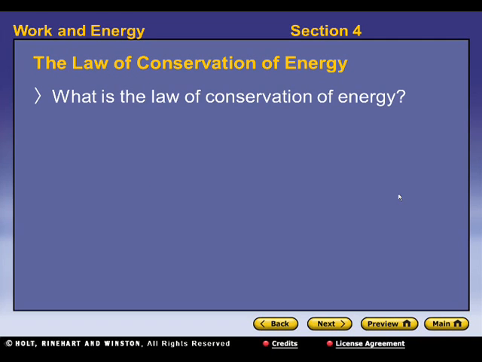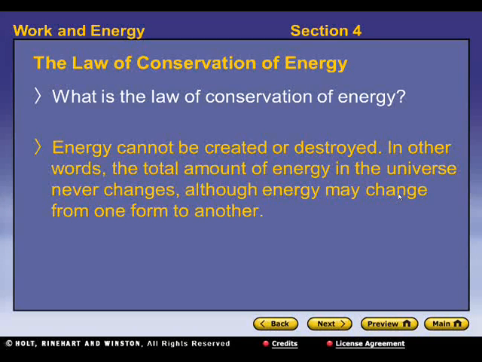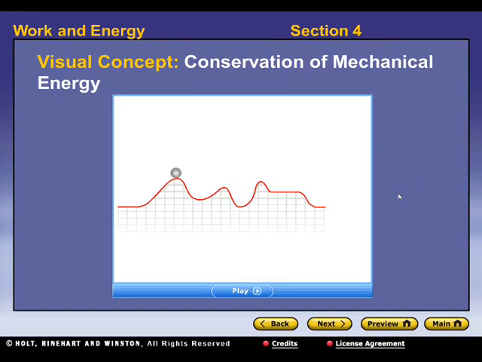Alright, so let's move on here. Law of conservation of energy. What is the law of conservation of energy? Well, energy cannot be created or destroyed. So in other words, the total amount of energy in the universe never changes, although energy may change from one form to another or be transferred from one object to another.